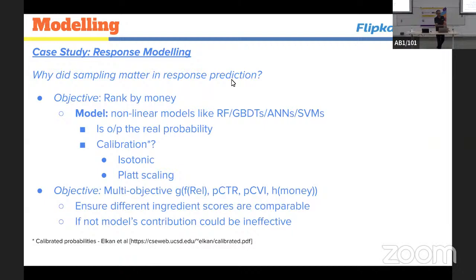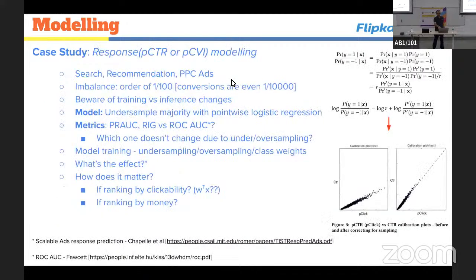So this is one thing that we were talking about, right? Why did sampling matter now? Because if we were to rank by money, then it has a change. Now there's another factor. Remember, we are talking about point-wise classification. We talked about the ratios and everything, but that was logistic regression. This is an example of logistic regression.